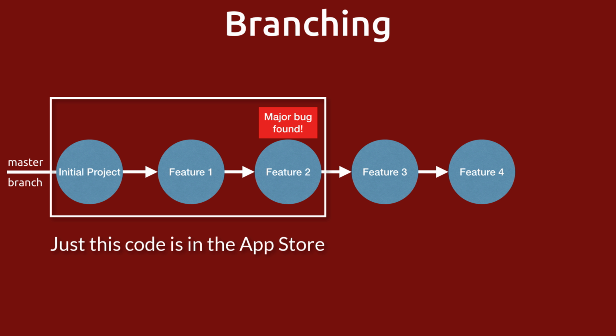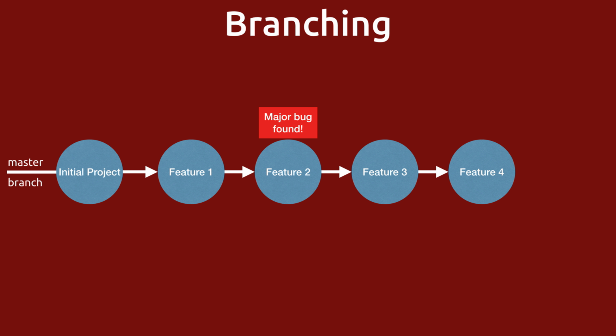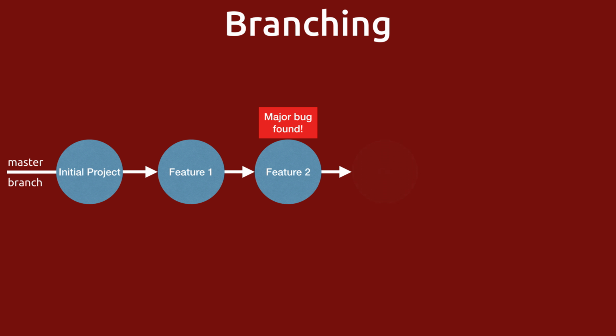So remember, just feature 2 is in the App Store. So what do you do about features 3 and 4? You're not ready to release features 3 and 4 because they haven't even gone through testing yet. In this scenario, what you'd have to do is back out of those last 2 commits. And then you would have to apply your fix and then release that fix to the App Store again.